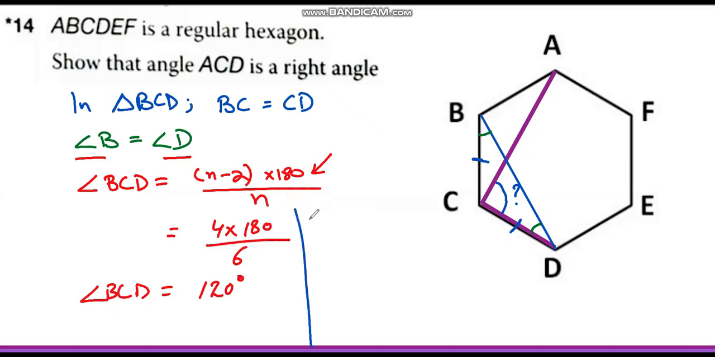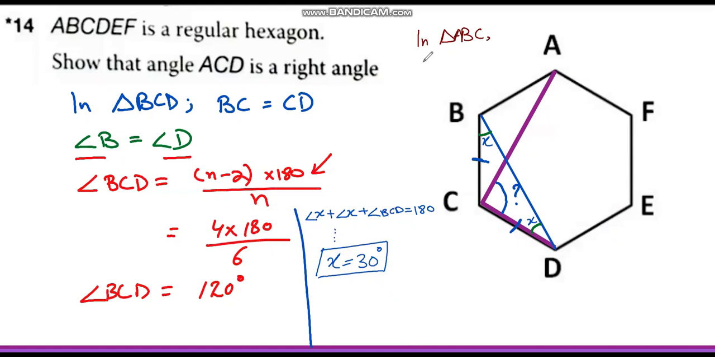Let's work out the size of angles B and D. We can consider angles B and D as x. So in this triangle BCD, we can write the equation that the sum of x, x and angle BCD should equal 180. If I do some working, we will get the size of x as 30 degrees. Now we need to observe another triangle, which is triangle ABC. In triangle ABC, again we have the same base angles, which means angle BCA is equal to 30 degrees, as we have got this as the base angle, so this is 30 degrees over here.